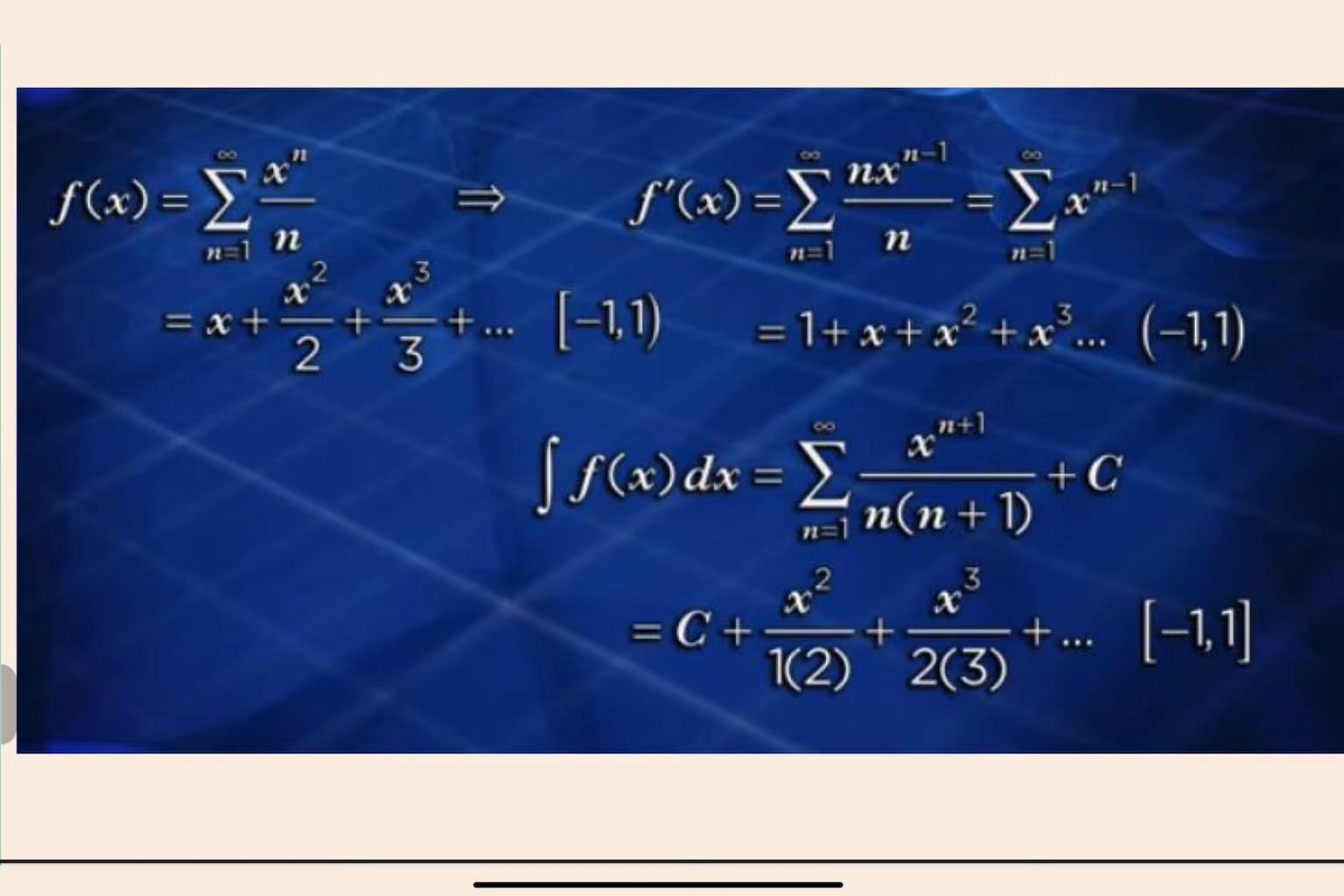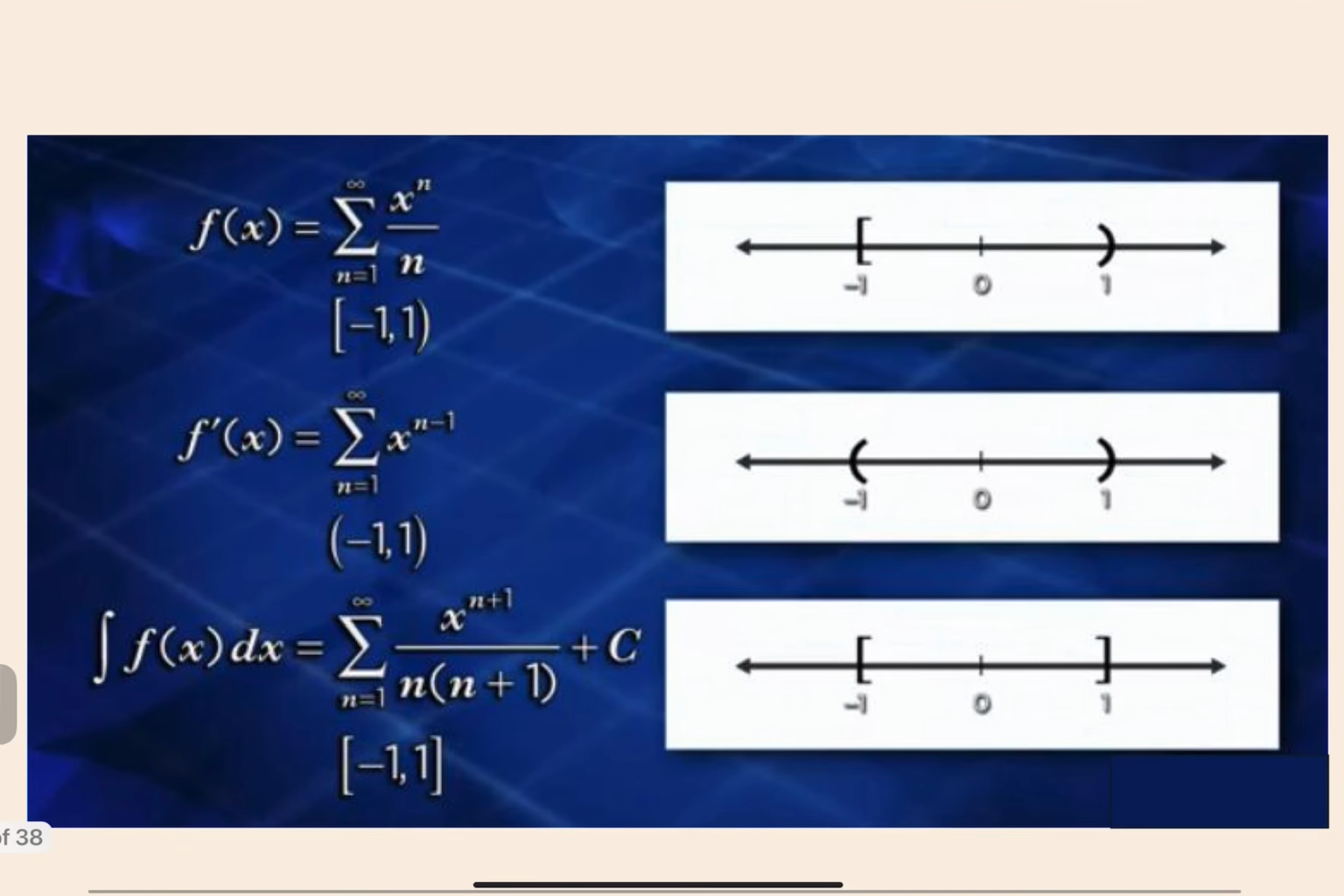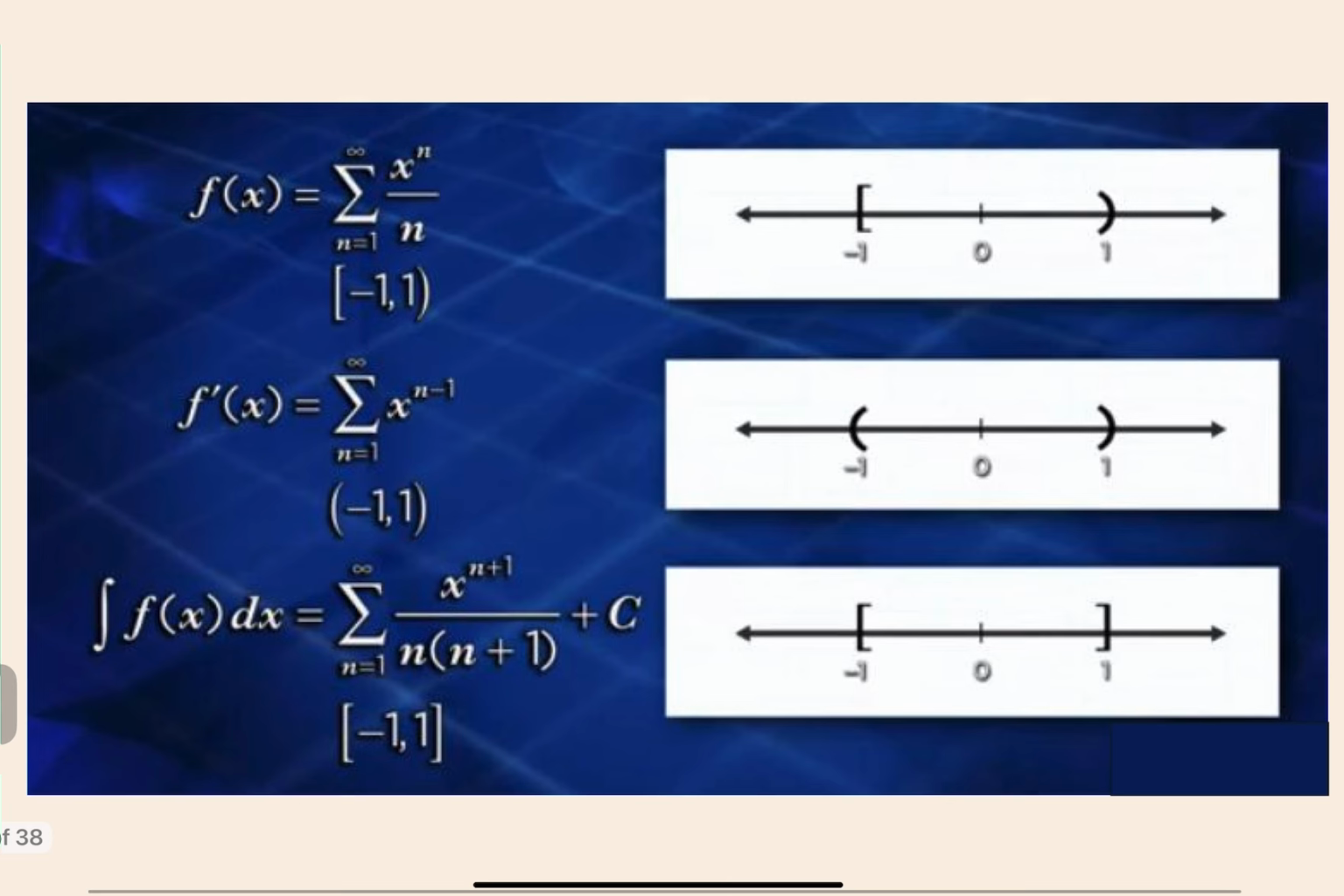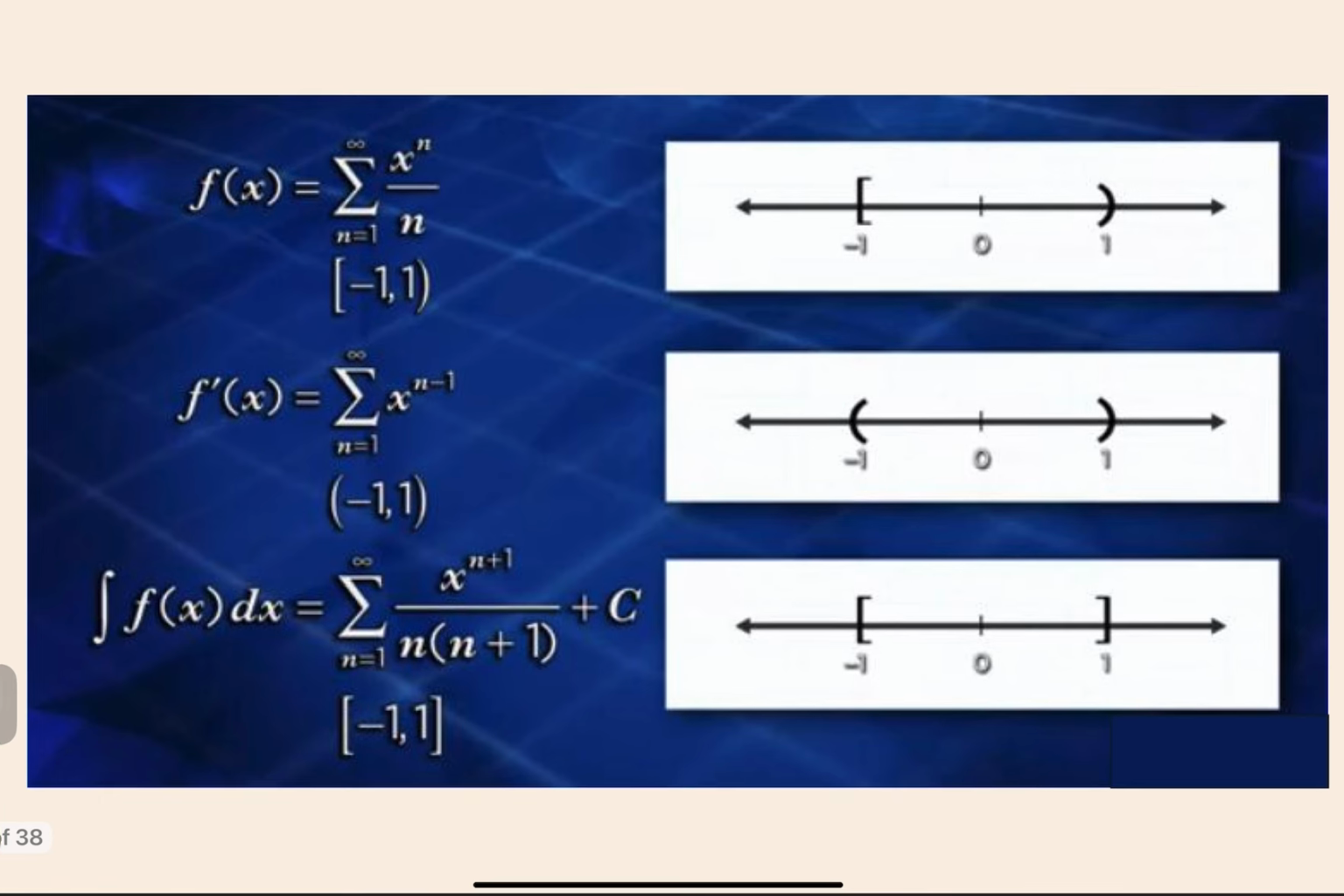Okay, so it's going to converge on the closed interval from -1 to 1. So that's actually going to converge at 1 and at -1. So what happened? In this example, we gained an endpoint. So when differentiating, we lose one endpoint. When we integrated, we gained an endpoint.